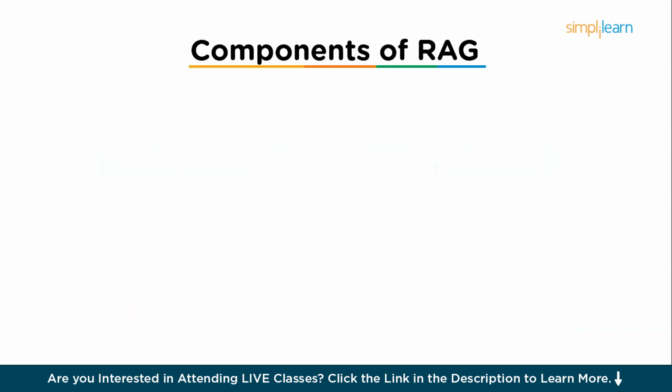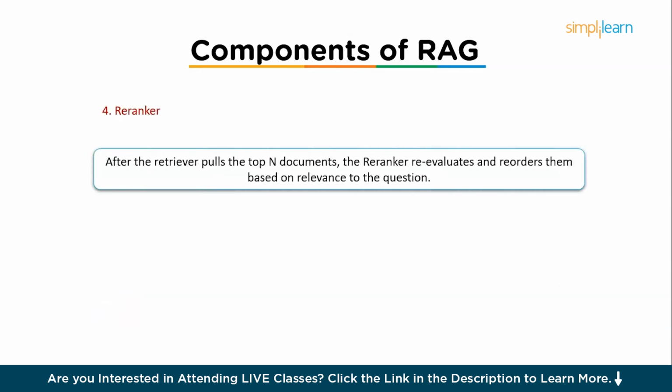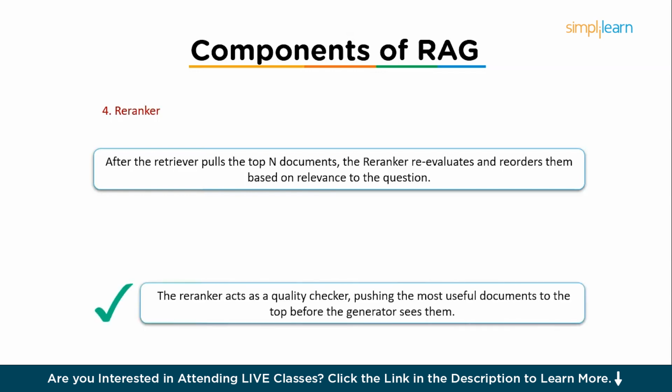Then let's move on to the fourth one. We have re-ranker. So after the retriever pulls the top N documents, the re-ranker re-evaluates and reorders them based on their relevance to the question. Then how does it help RAG? So sometimes the retriever brings okay results, but not in the best order. So the re-ranker acts as a quality checker, pushing the most useful documents to the top before the generator even sees them.